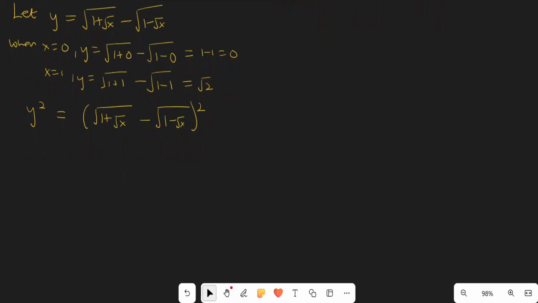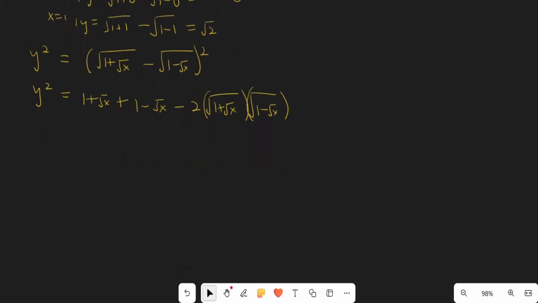Now we are going to find an expression for x in terms of y. So y squared on the left hand side is equal to, foiling this, the square of the first term, that is 1 plus the square root of x, plus the square of the second term, that is 1 minus the square root of x, then minus 2 times this and that. So that is going to be 2 times the square root of 1 plus the square root of x, multiplied by the square root of 1 minus the square root of x. So this is how we can square that.